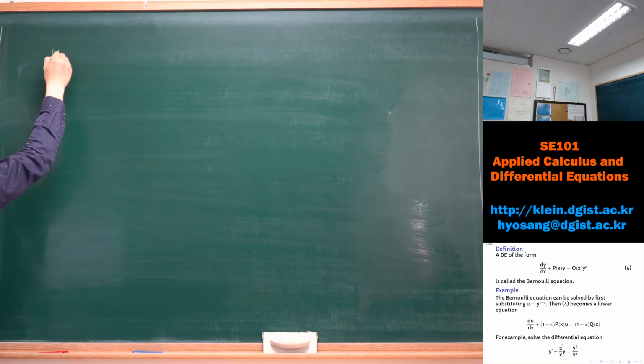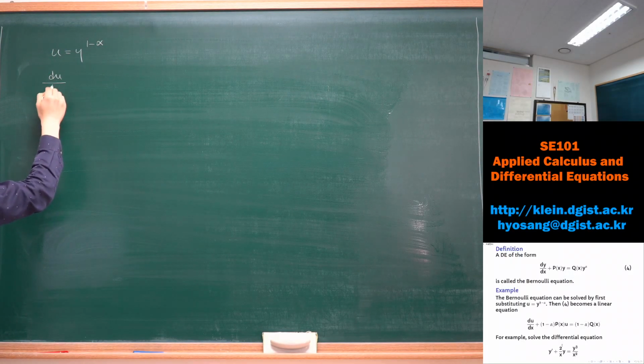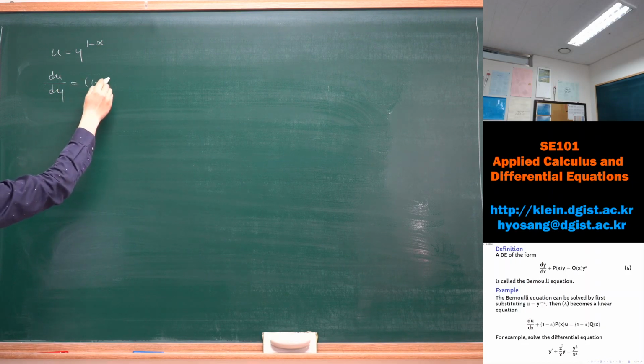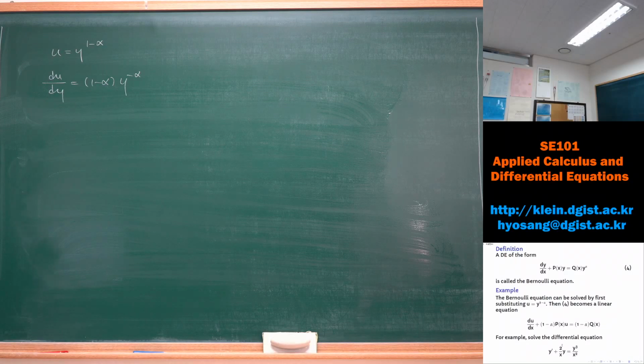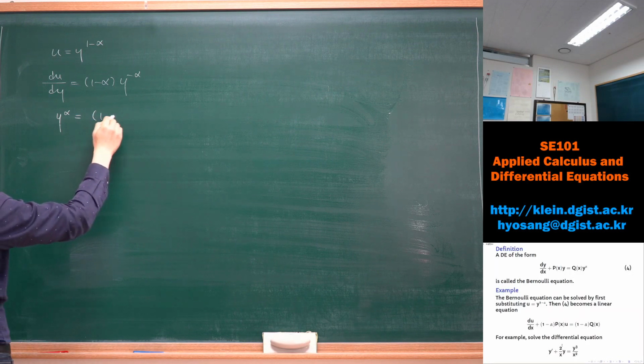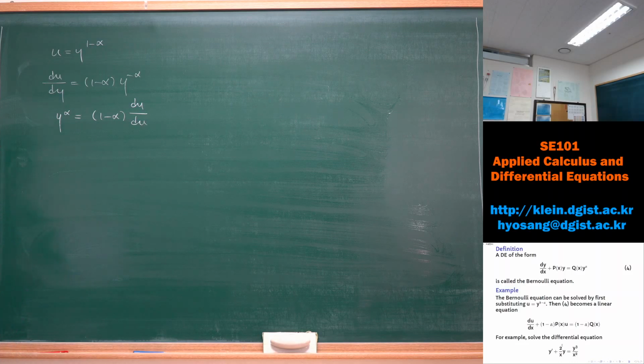Now u is y to the 1 minus alpha, du dy is equal to 1 minus alpha times y to the minus alpha. So y to the alpha is equal to 1 minus alpha times dy du. Okay. Now let's plug in everything. So dy dx.